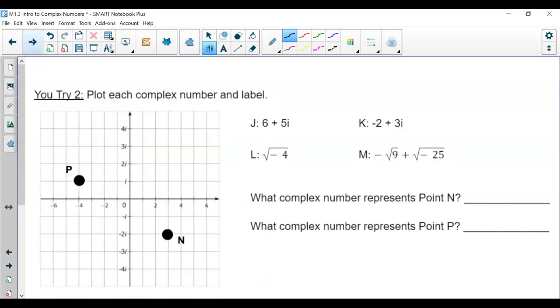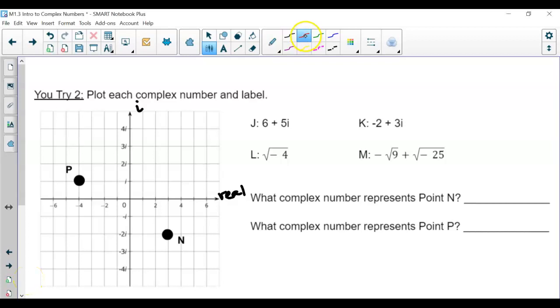So go ahead and pause the video and plot these 4 points on your own. So again, remember, right, this is always your real number. It's like the number line. And your y is your imaginary. So plot these 4 points on your own and then identify what complex numbers represent point N and P, and we'll see how you do.